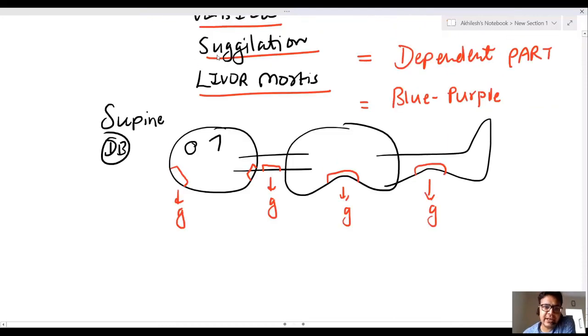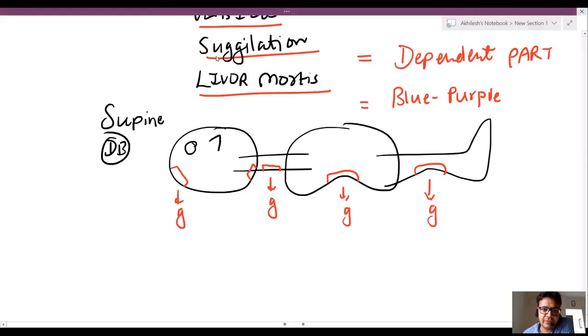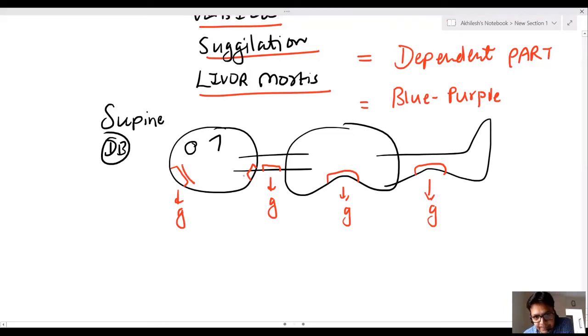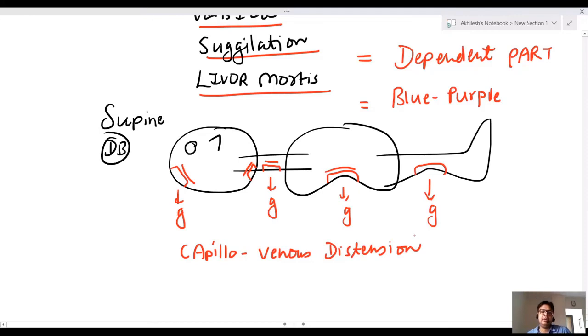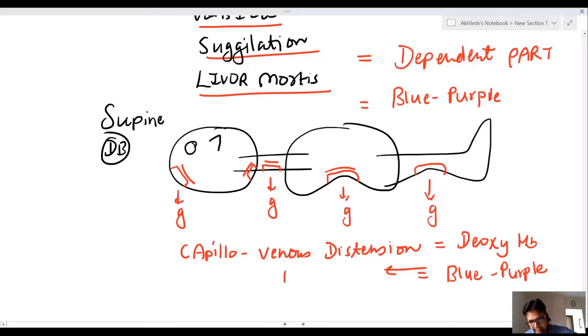There will be capillo-venous distension in these parts because of gravitational force, and blood will accumulate. And doctor, this blood has deoxyhemoglobin after death, and this deoxyhemoglobin provides bluish purple color to the dermis layer. And sir, this dermis layer is known as rete mucosum.